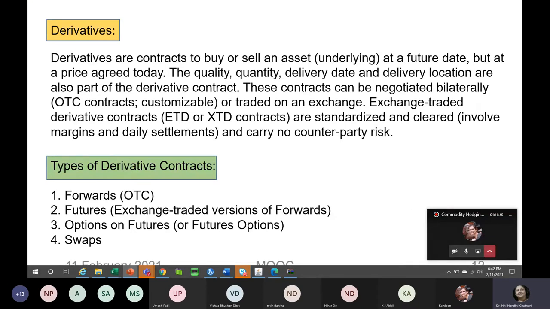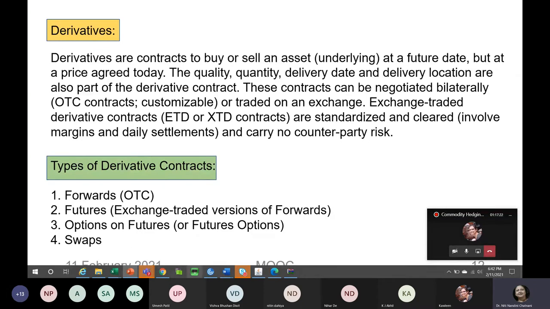But the contract designed by the exchange is designed in a manner to be acceptable to at least 80-85% of the market participants. There may be a few market participants who want a very unique variety of a commodity. They may not want to use this contract, but for the largest number of participants in the market, the contract should be quite close to what they really want to buy or sell. So in a way, you can think of a futures contract as an exchange traded version of a forward contract.